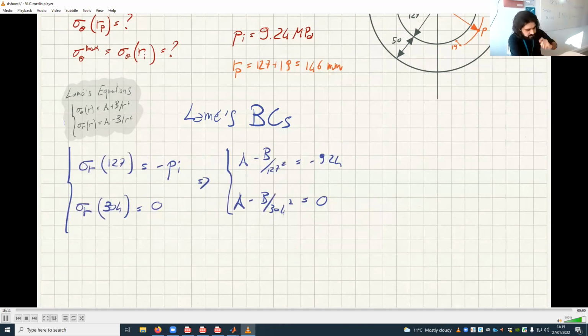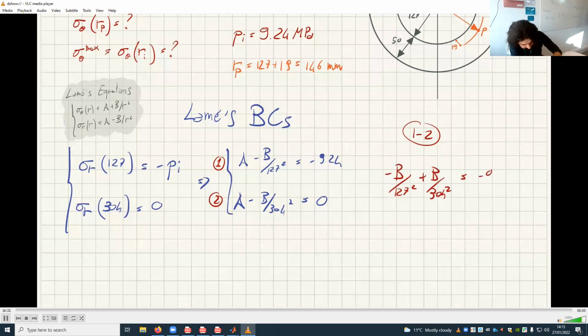So how do we solve this one? We have equation 1, we have equation 2. So I can do equation 1 minus equation 2, and I get minus B over 127 squared plus B divided by 304 squared equals minus 9.24. You agree with me? Let me check the chat.